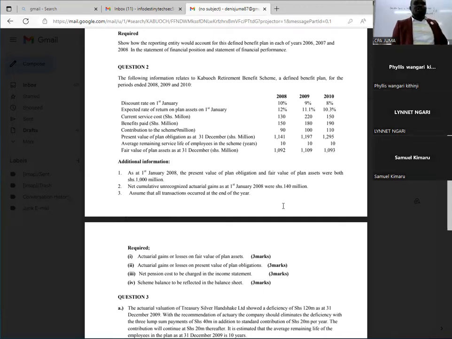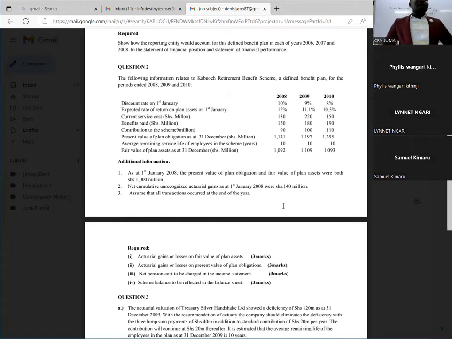Discount rate is the interest rate, expected rate of return on plan assets, current service costs, benefits paid, contributions to the scheme, 9 million, present value of the plan obligations on 31st December, average remaining service life of employees, fair value of plan assets on 31st December. Additional information: as at 1st January 2008, the present value of the plan obligation and fair value of plan assets were both 1,000 million. Number 2 is what makes the whole difference in that question.